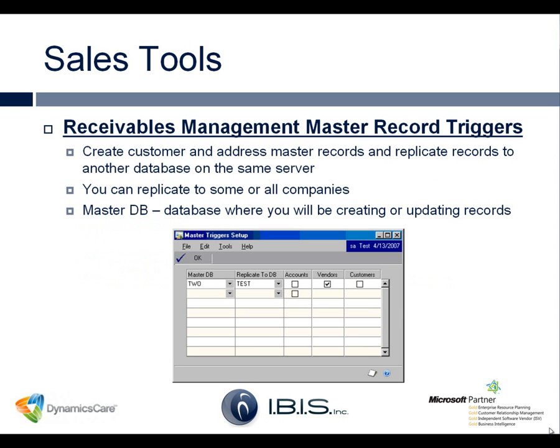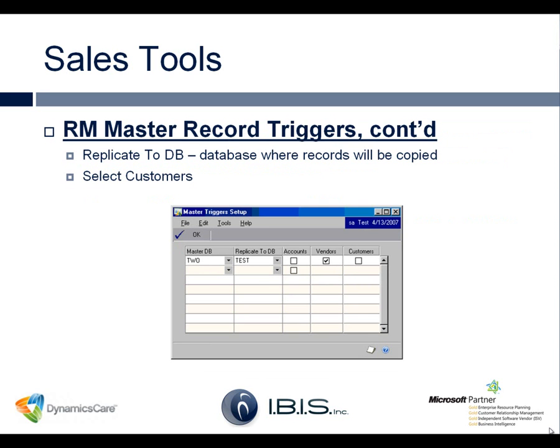All right, as mentioned earlier, the GL had the master record triggers. This is the receivables master record triggers. So I'll go through this one fairly quickly. Again, the screenshot just has vendors checked. It would be the same. You create a customer address in one database, your master database, and that could be replicated to one or more additional databases. The difference here, you just want to check the customer's checkbox. And this slide just talks about the same master record triggers that we talked about. Again, just check customers.